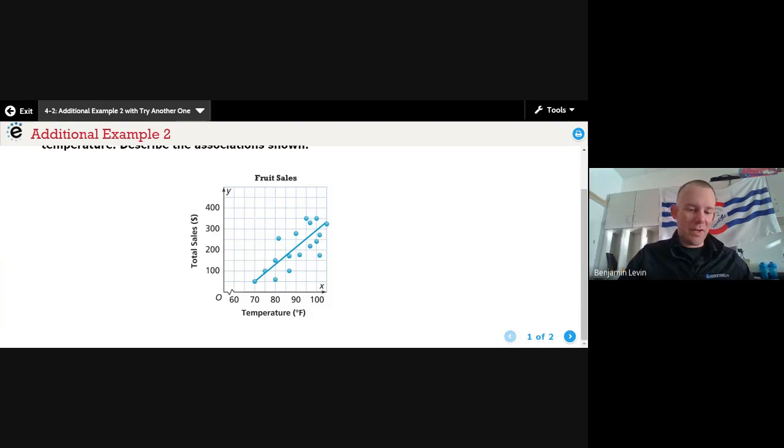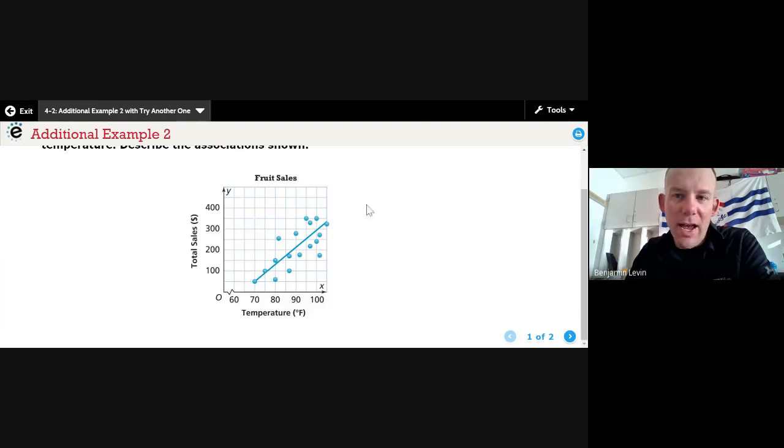I don't necessarily see any outliers either. Maybe this one could be an outlier a little bit. And I guess maybe this one could be an outlier. But there's not really many outliers here. Most of them are pretty close. I would say this one's a fairly strong association. It's not as strong as the last one. Might be a little weaker than the last one. Let's see what they said.